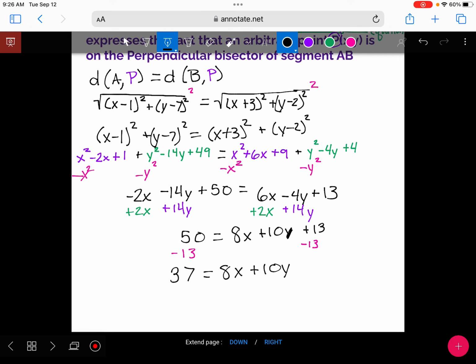That was a lot. It was a lot, I know. No, we're not going to find actual values because we don't have an actual value to plug in. We were given variables to plug in. They said an arbitrary point P, meaning that is the equation for every point that is on the perpendicular bisector, meaning that's the equation for the perpendicular bisector.